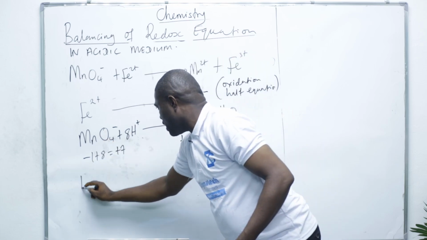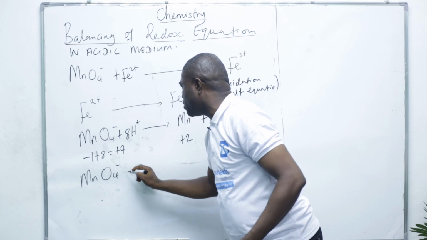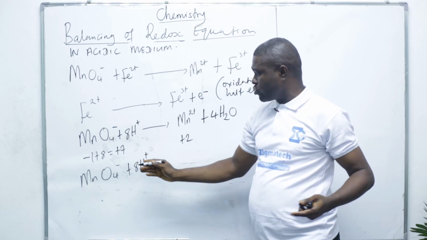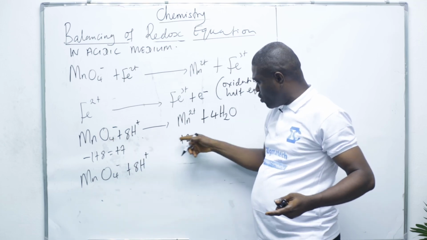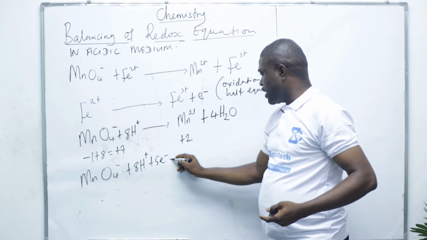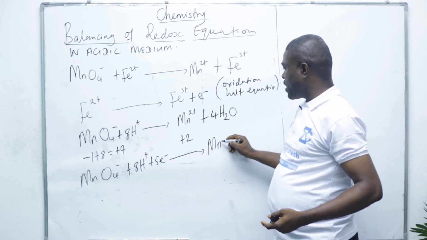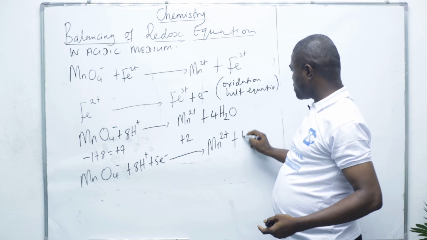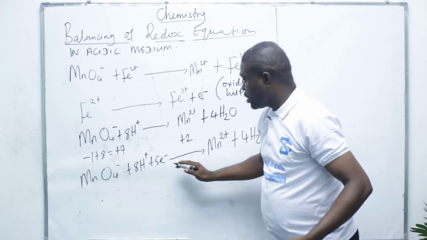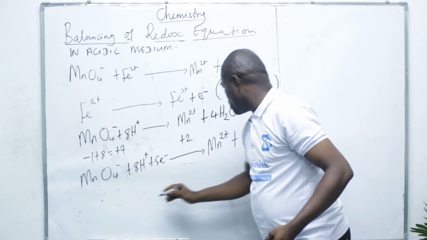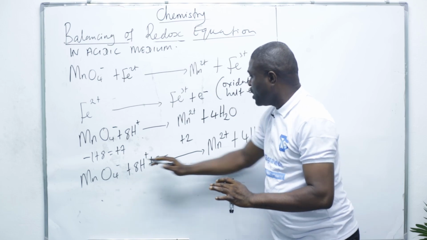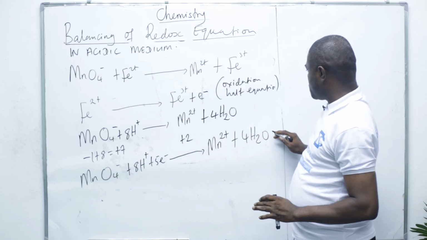I'm going to rewrite this. MnO4 minus plus 8H plus. It is going to put the electron this side. How many electrons? We drag this plus 7 to plus 2. That is 5. So I have plus 5e minus. Then I will draw my arrow and move over to this side. So I have Mn2 plus, 4 molecules of water. With this, the total charges here will give us plus 2. With this, the reduction half equation is balanced.